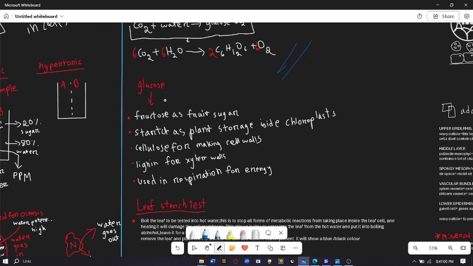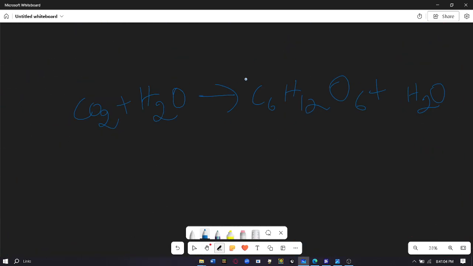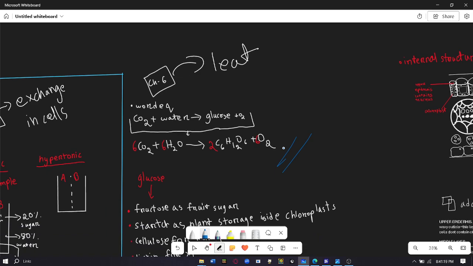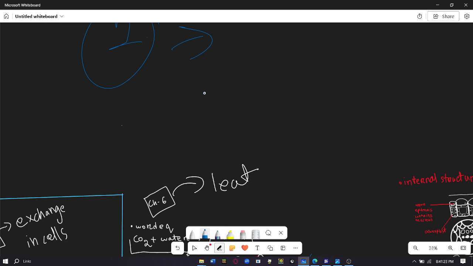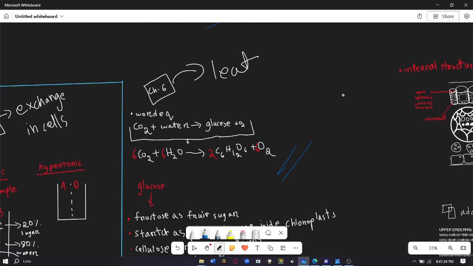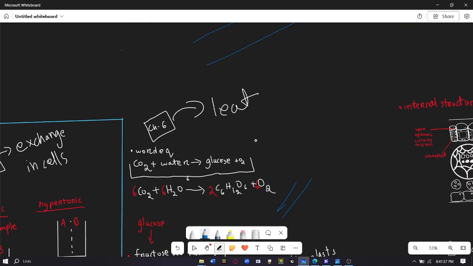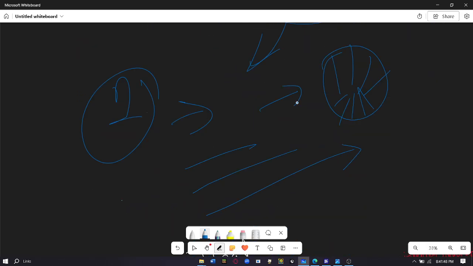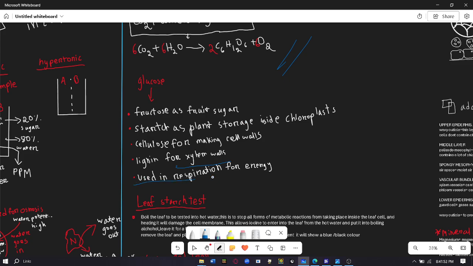Now, we gotta talk about how glucose is broken down. This glucose is used throughout in various processes. The first, most importantly, is as storage in the chloroplasts of the cells. It is also broken down into lignin, and lignin is used for the xylem walls. It also breaks down into cellulose for the walls of the vessels, and pretty much just breaks down into various parts which it needs. You can see right here, and it's also used in respiration for energy.